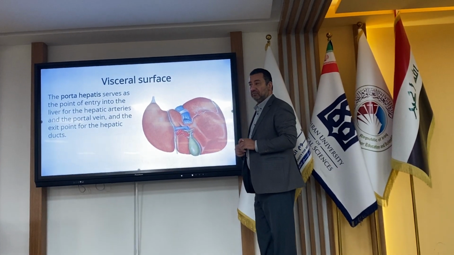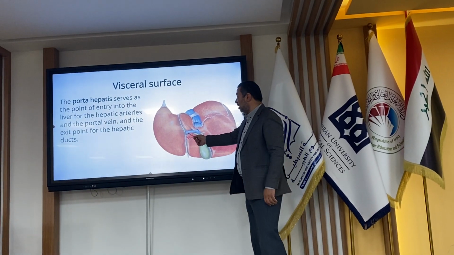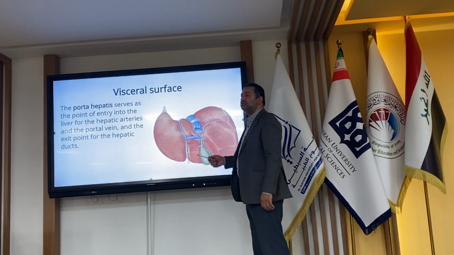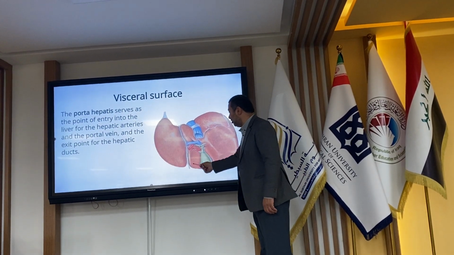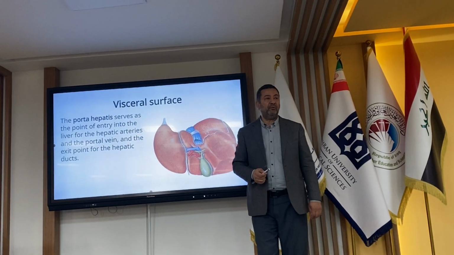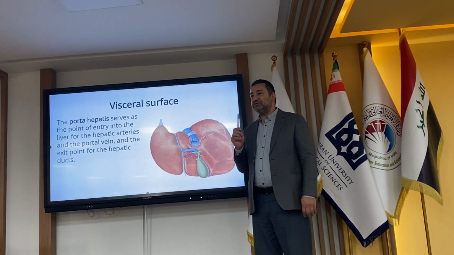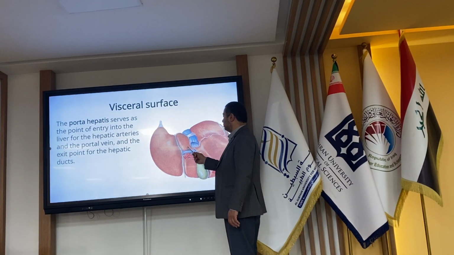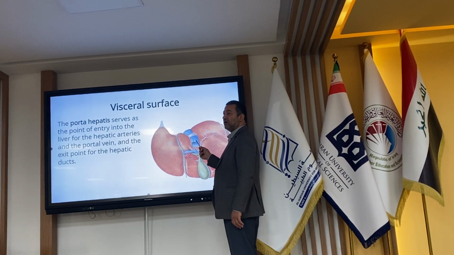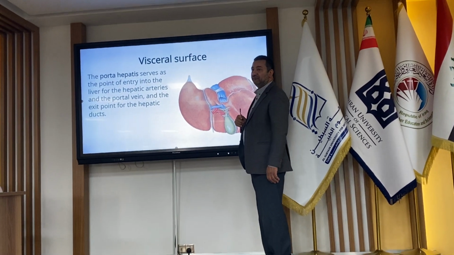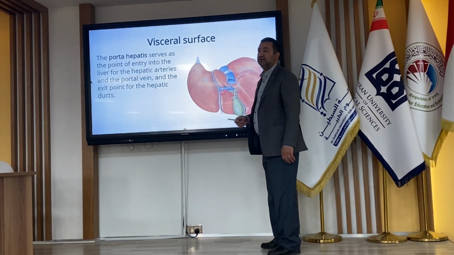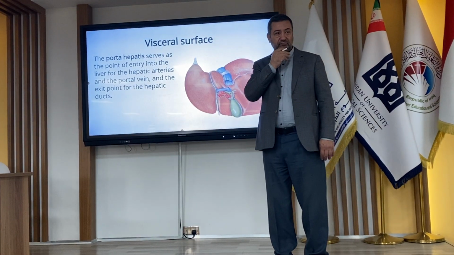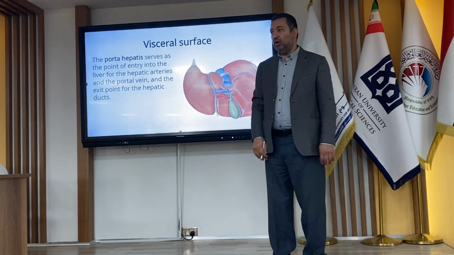Anteriorly, between ligamentum teres hepatis and gallbladder and anterior to the porta hepatis, this lobe is called the quadrate lobe of the liver. And posterior to the porta hepatis, between the sulcus of the inferior vena cava and ligamentum venosum, this part is the caudate lobe.